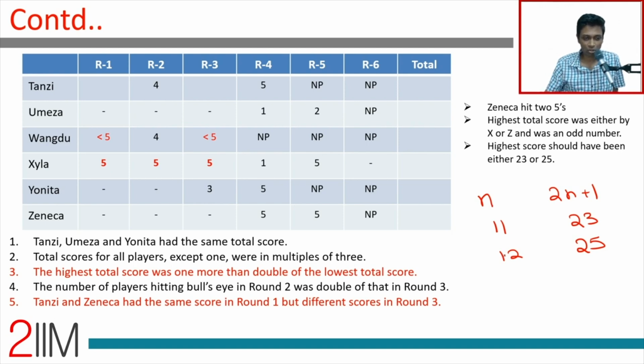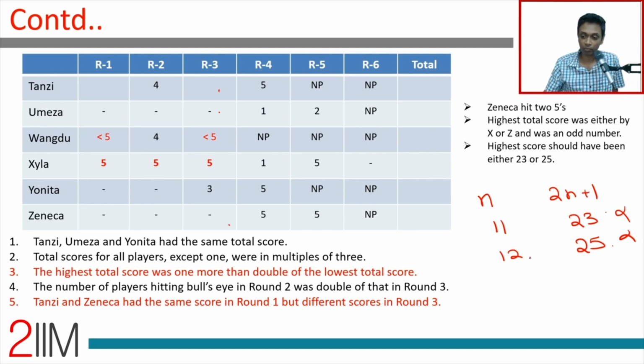We can sense that the lowest score should be Wangdu, not anyone else. Because if these 3 are equal, they are likely to be more than 12. Right? And Zeneca has got 4 5s. Right? But is it 11 or 12? Remember, total scores for all players except one were in multiples of 3. 23 and 25 are both not multiples of 3. So the highest score is not a multiple of 3. That much we know for sure. So every other score should be a multiple of 3.